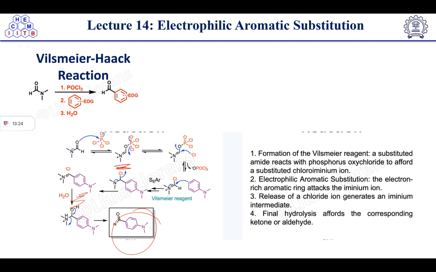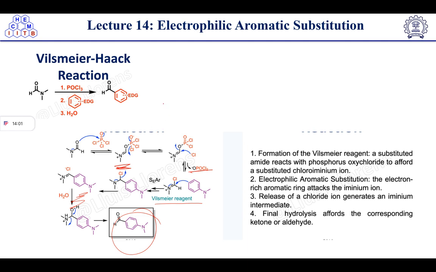So this is the electron rich species, see here. After getting this one, this oxygen lone pair will push electrons and Cl minus will knock out. Now Cl minus will attack on this iminium ion and this whole PO2Cl2 group will knock out, right? OPOCl2. So after this Vilsmeier reagent formation, the benzene ring will attack on this iminium ion and it will undergo an electrophilic aromatic substitution reaction.